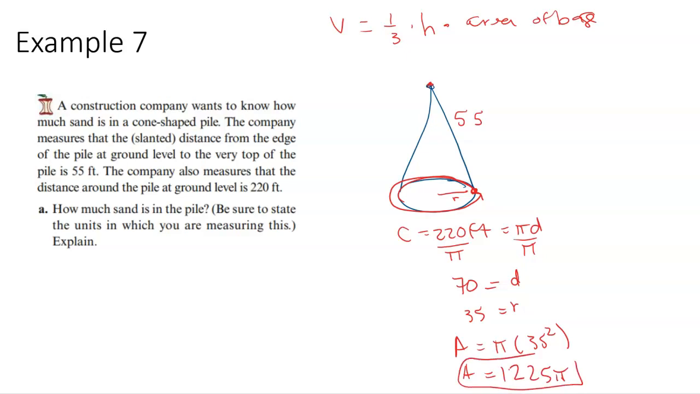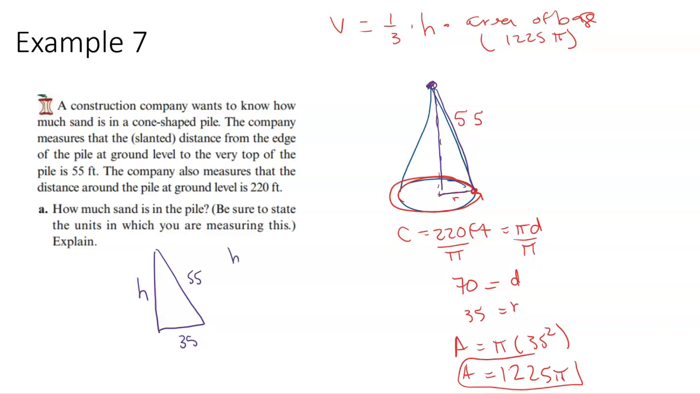So I've got this piece, right? We're getting closer. I just need the height. So how can I figure out the height here? Let me pick a different color. The height, remember, is this distance here. It's not the slant height. But I can already see here, if I can make a right triangle, I can use the Pythagorean theorem. So this is the height of the triangle, and look at that, that's the radius, that's 35, and that's 55, so I can use the Pythagorean theorem.